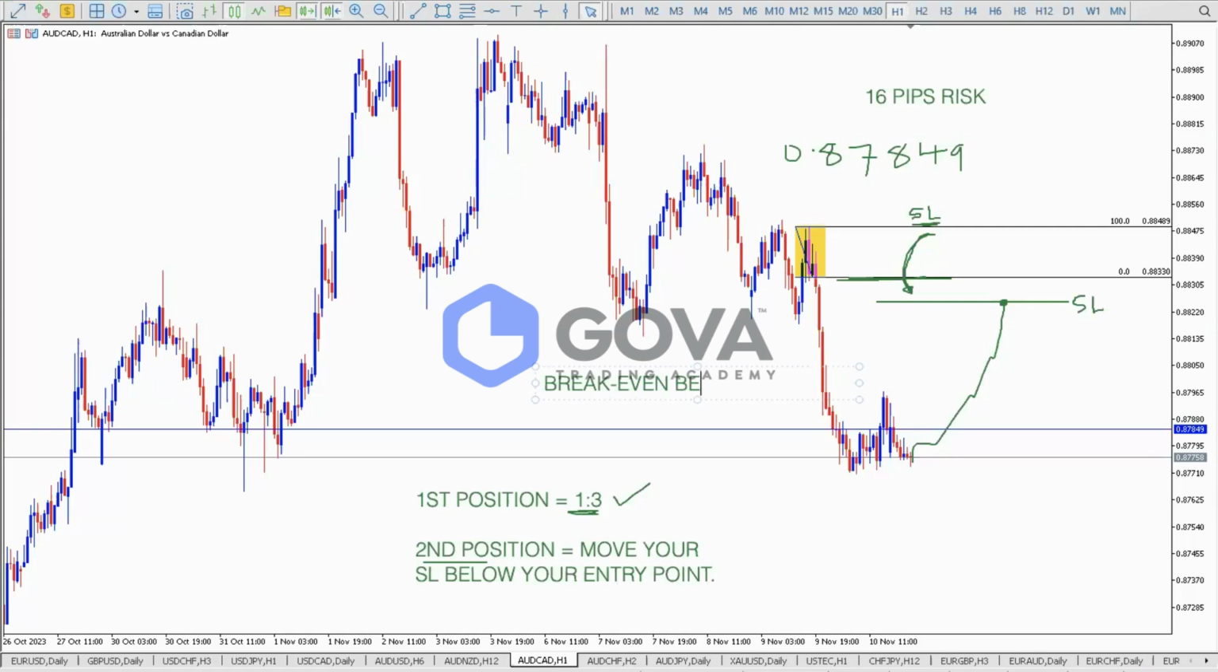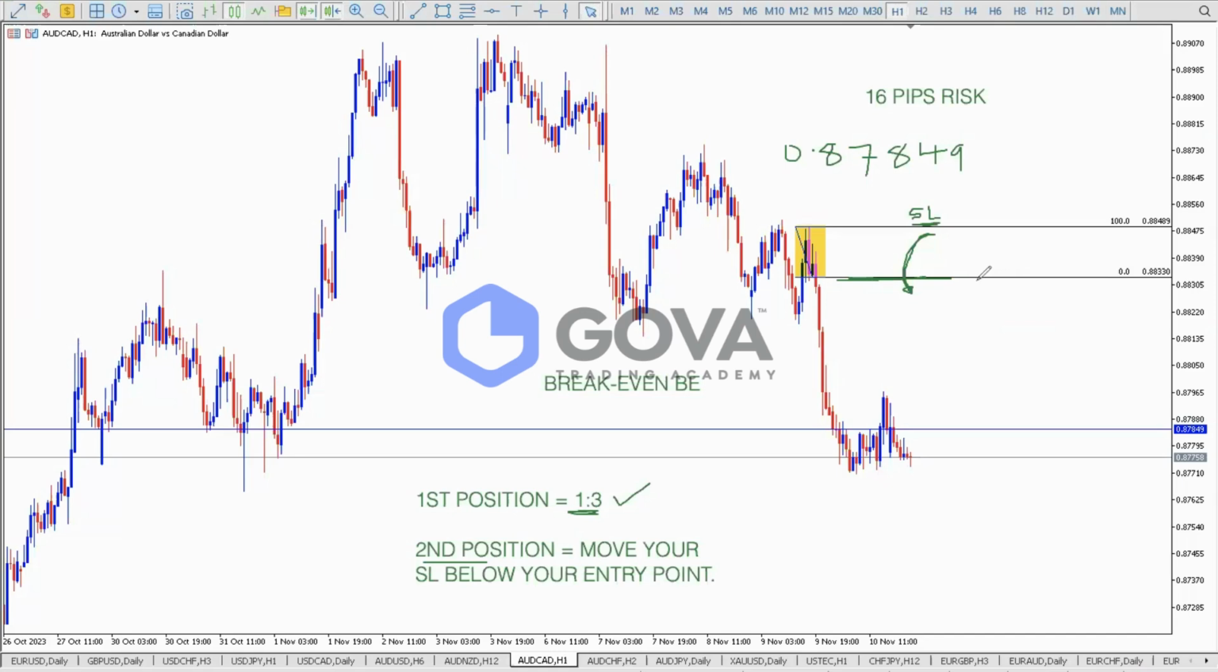By moving your stop loss below your entry point in a sell trade. If it is a buy trade, you need to move your stop loss above your entry point. So it depends on the kind of trade you took. So my point here is, moving your stop loss below or above your entry point all depends on you as a trader.